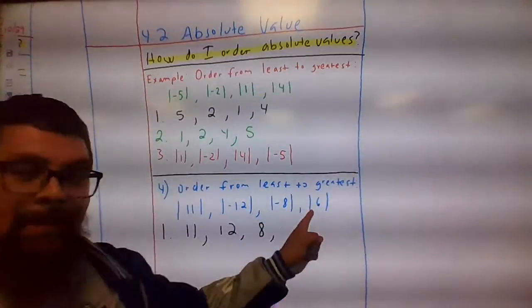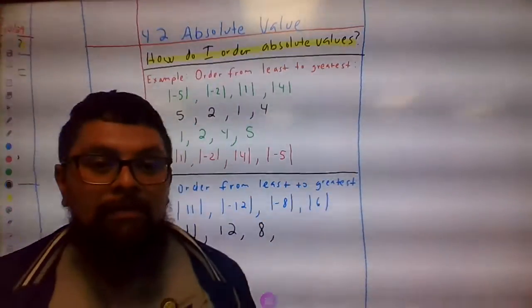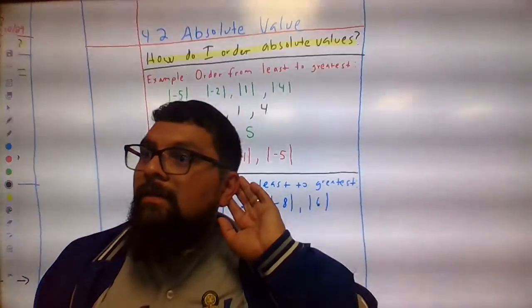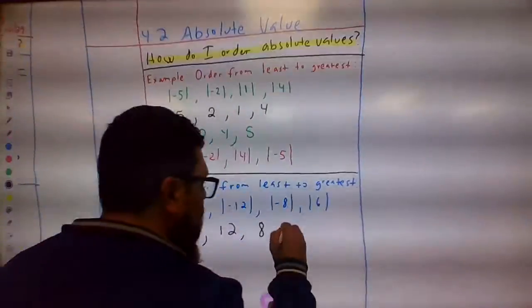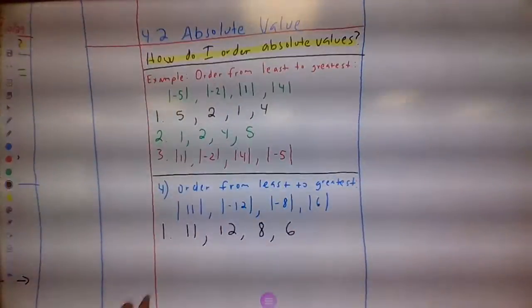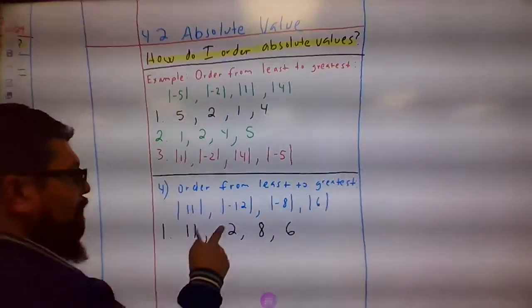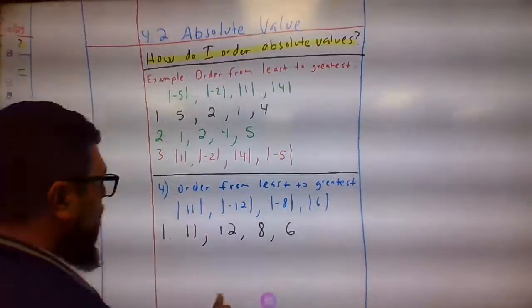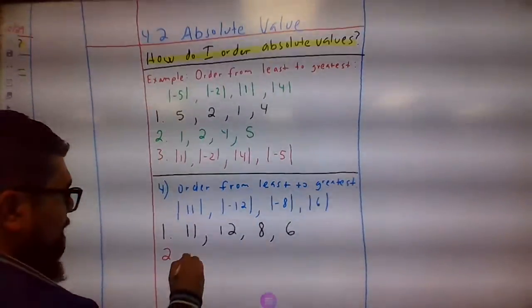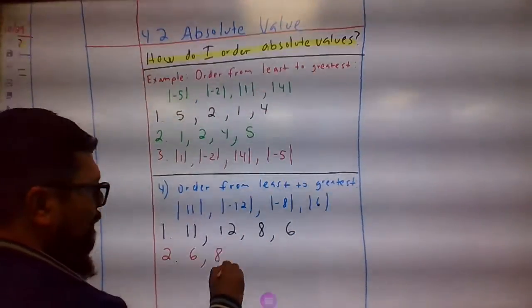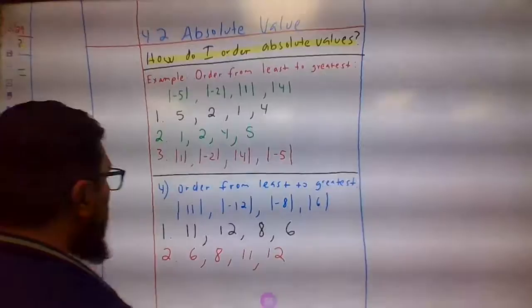And then what is the absolute value of 6? Okay, the absolute value of 6 is 6. Good. Thank you, Kachu. All right, so here they are. I have 11, 12, 8, and 6. Now we got to put them in order from least to greatest. So it looks like the first one is 6, then 8, then 11, and then 12.